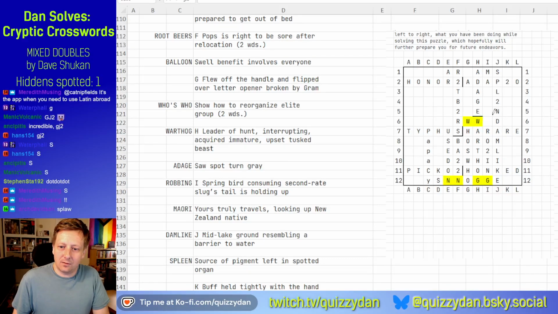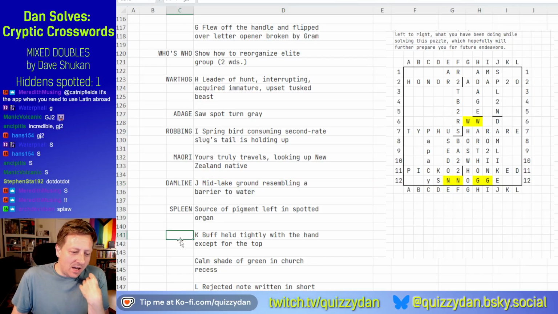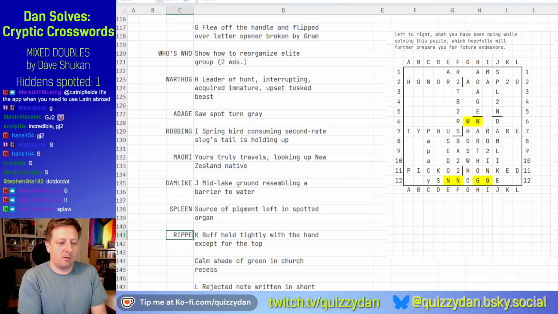And I can, of course, put a line in there. Good. Splore. I vend my splore. Buff, held tightly with the hand, except for the top. We've had hunks, now we've got ripped.